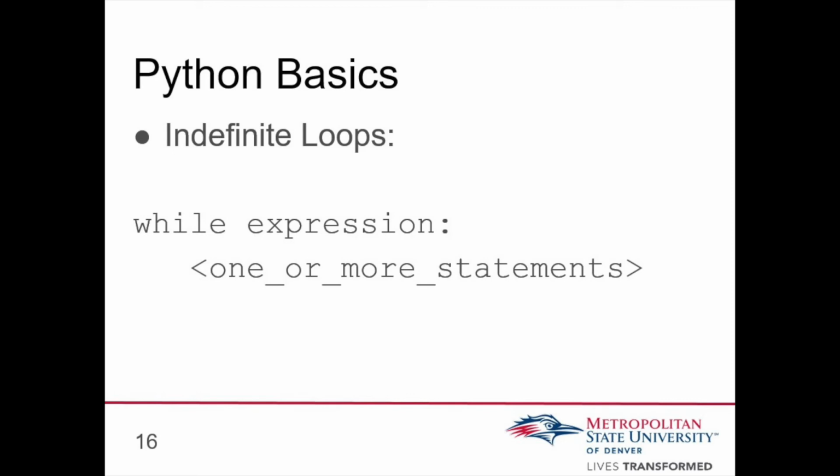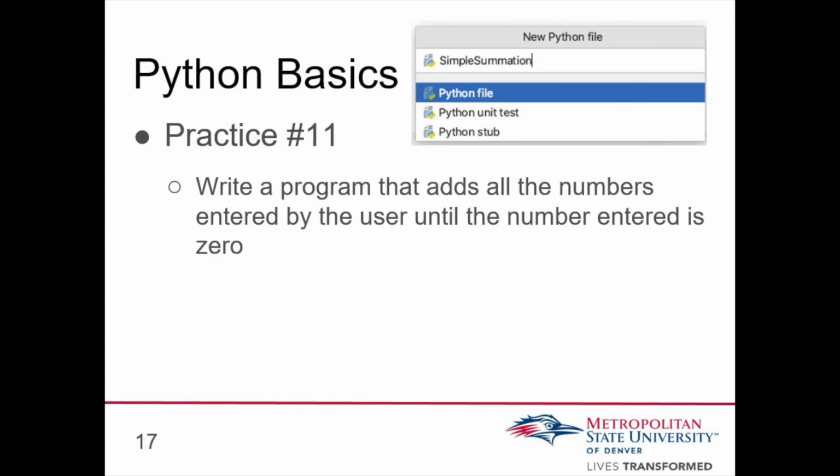Sometimes we want to run a loop as long as an expression is evaluated to true. In those cases, Python provides the while loop statement. To illustrate how while loops work, write a program that adds all the numbers entered by the user until the number entered is 0. A while loop is more appropriate for this type of problem because we can't tell ahead of time how many numbers will be entered. Name your program simple summation this time.